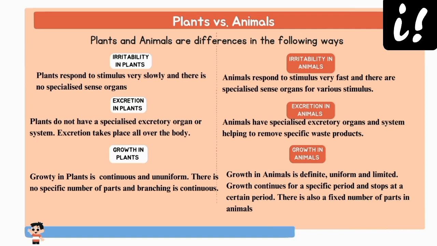Growth. Growth in plants is continuous and uniform. There is no specific number of parts and branching is continuous. However, growth in animals is definite, uniform, and limited. Growth continues for a specific period and stops at a certain period. There is also a fixed number of parts in animals. A man cannot grow more than 2 hands or have more than 2 legs. But 2 different plant species will have varying numbers of branches.